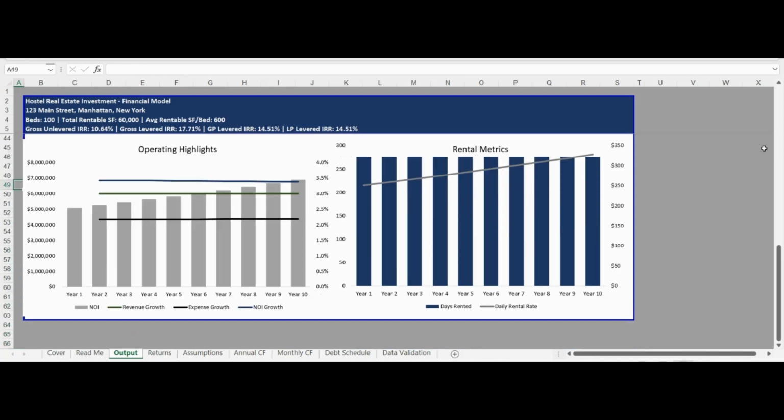The final section visualizes the operating results. The first chart tracks net operating income by year as well as revenue, expense, and net operating income growth. The last chart tracks the average daily rental rate by year as well as the number of days rented by year.